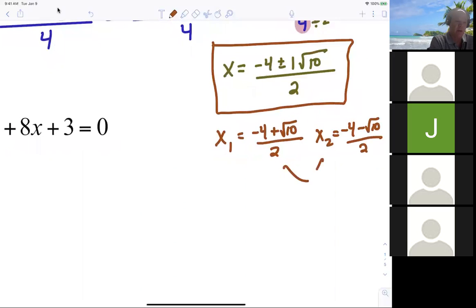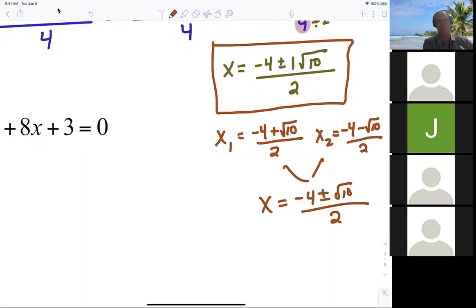Instead of writing that, we can just write it as one solution, negative 4 plus or minus radical 10 over 2. Okay? So does anybody have any questions now? With the substitution, plugging numbers in, simplifying the radical, then simplifying the fractions. Nobody?